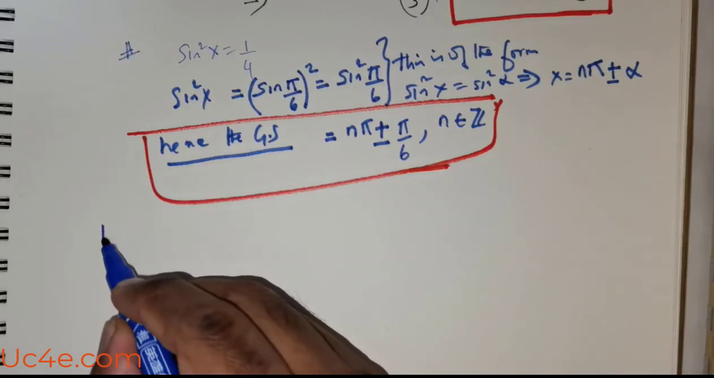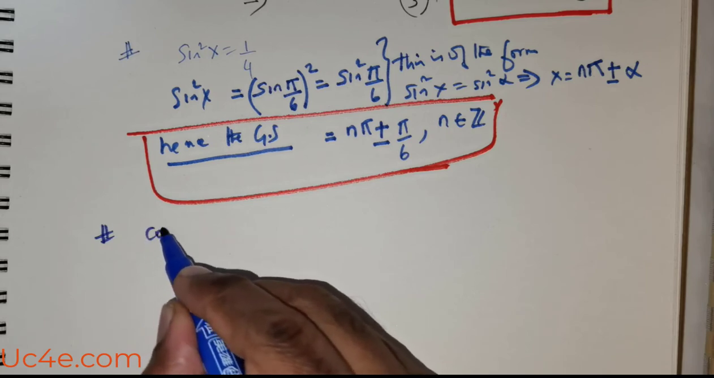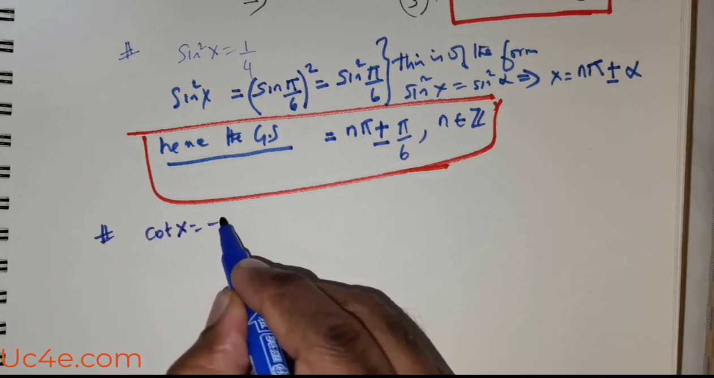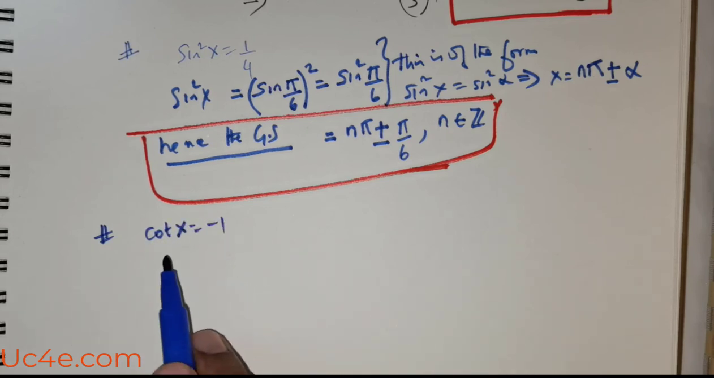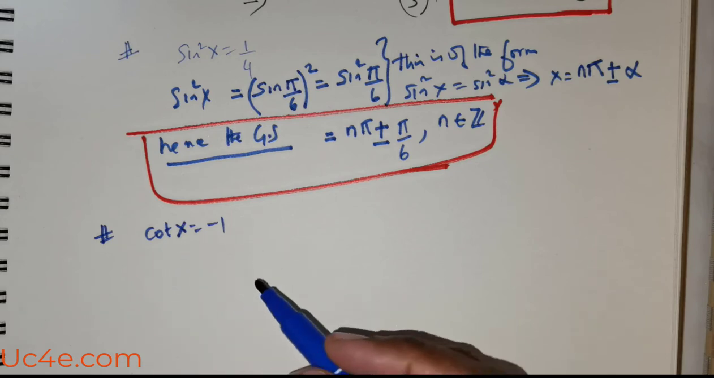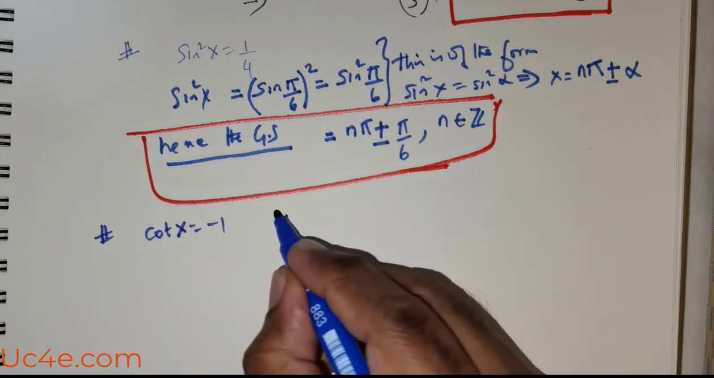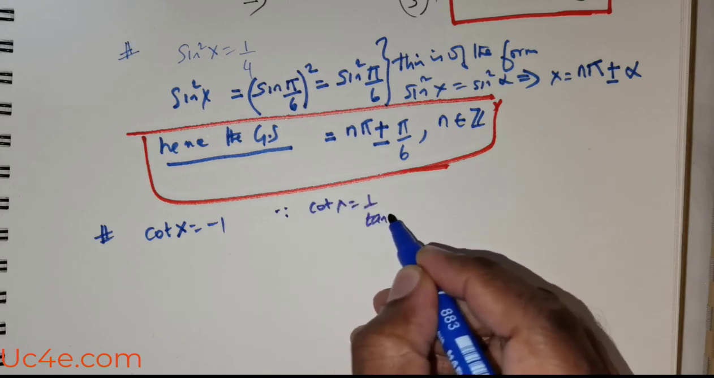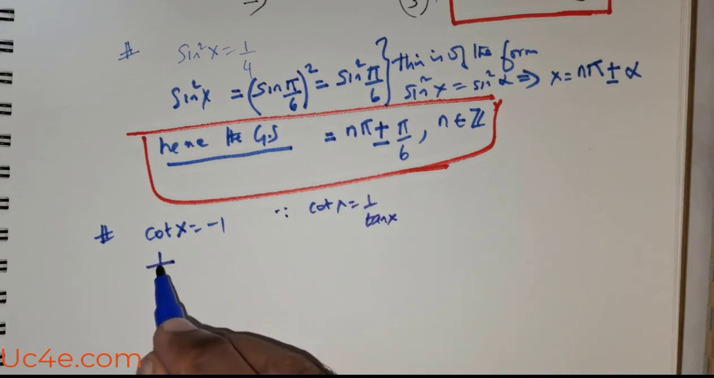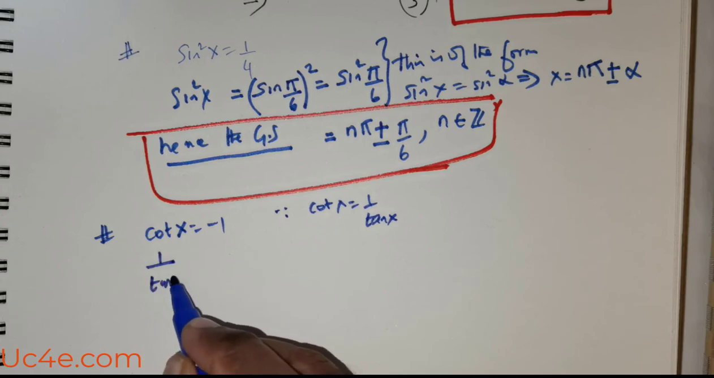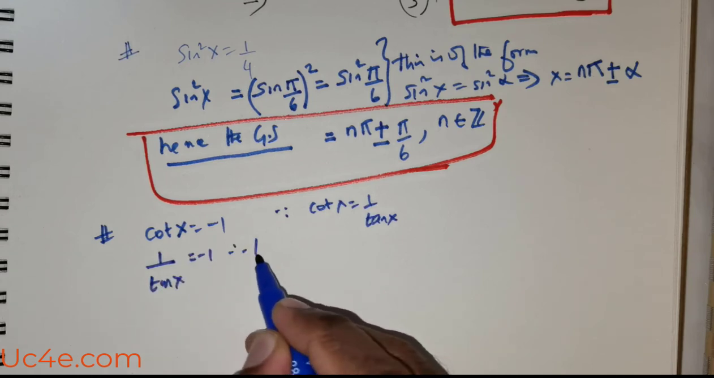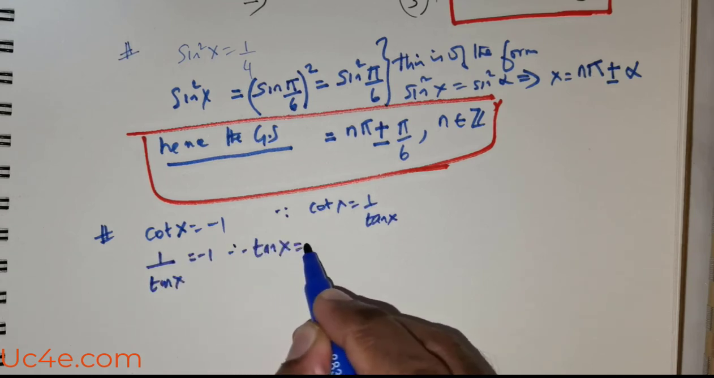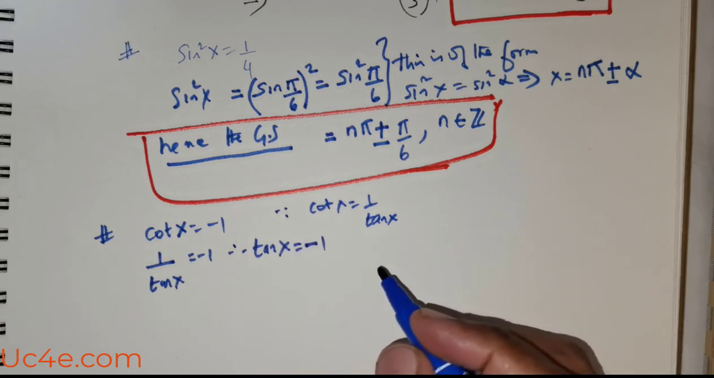Let's do another question, students. In this question we are given cot x is equal to -1. Now we haven't seen anything involving cot, isn't it? But however, we know that cot x is equal to 1 over tan x. So rewriting this, we are going to have 1 over tan x is equal to -1. Therefore tan x is equal to -1.